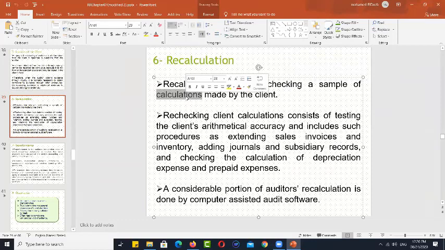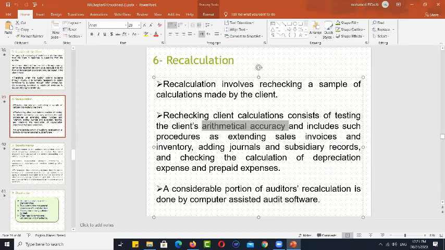Arithmetical accuracy means numbers. Testing the client's arithmetical accuracy includes such procedures as extending sales invoices and inventory, and adding journal and subsidiary records. That means there is nothing stopping me from taking an invoice and re-multiplying the number of units by the selling price, or going to a journal and doing the addition or summation again. All of this can be considered recalculation.